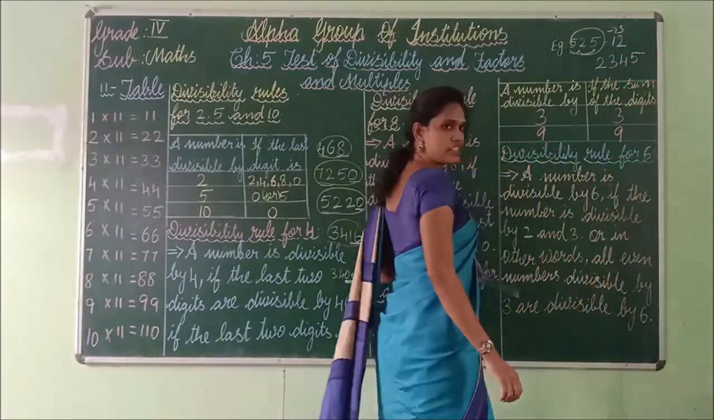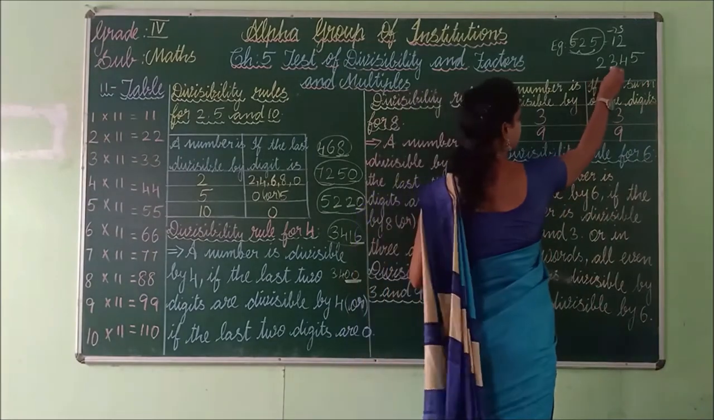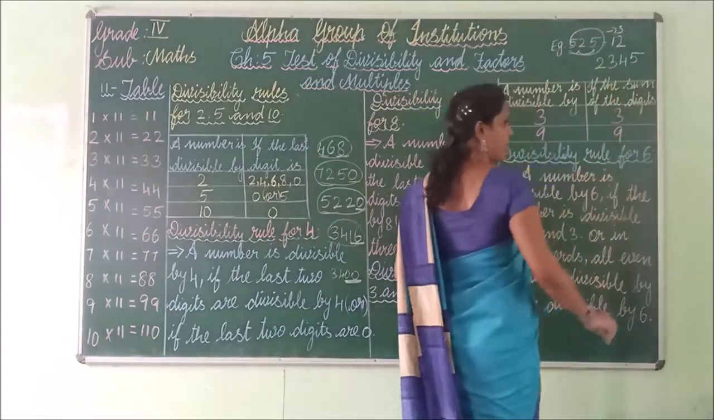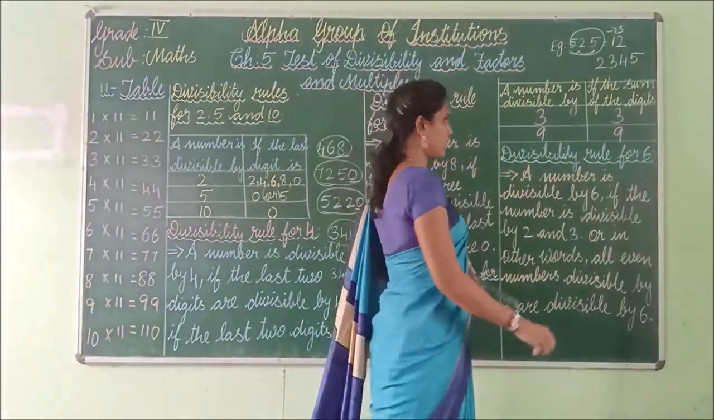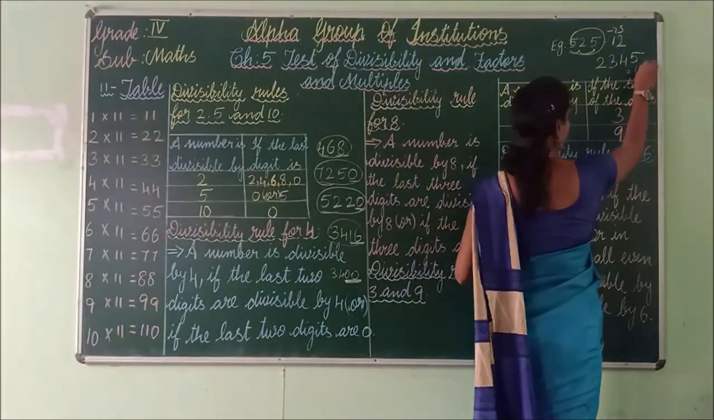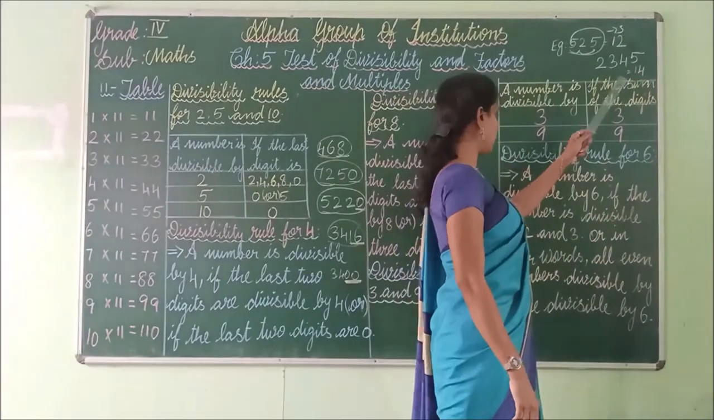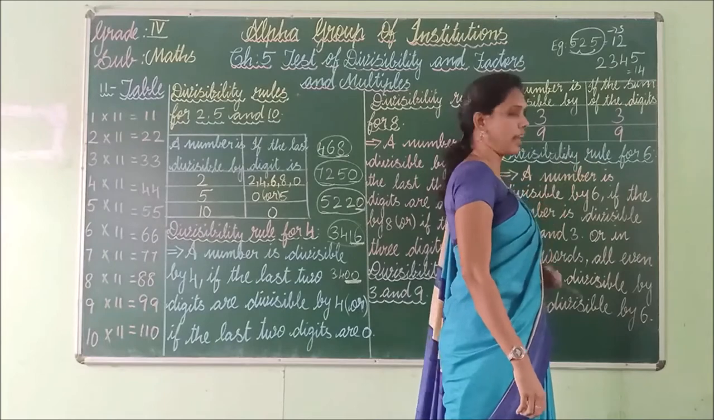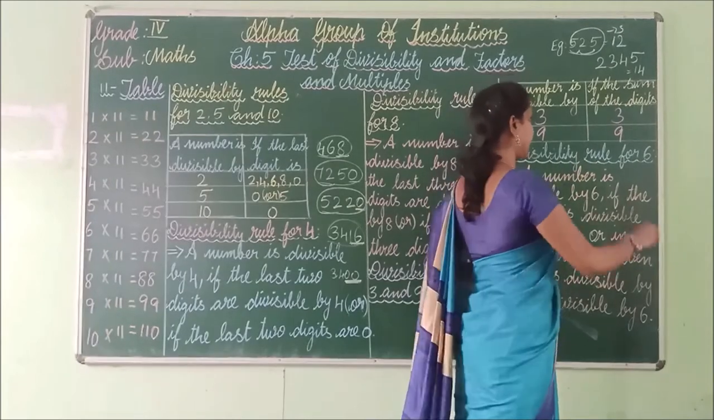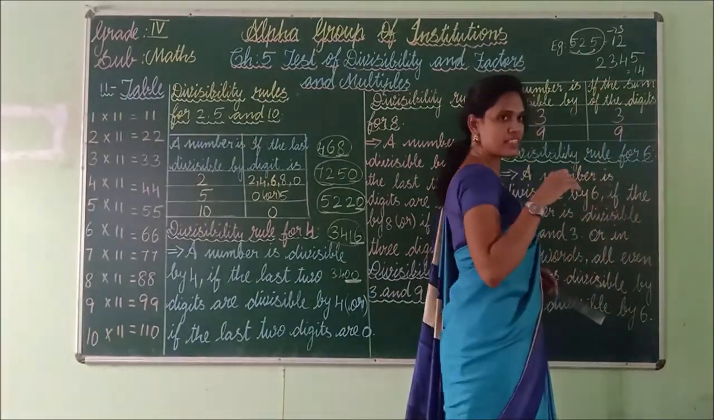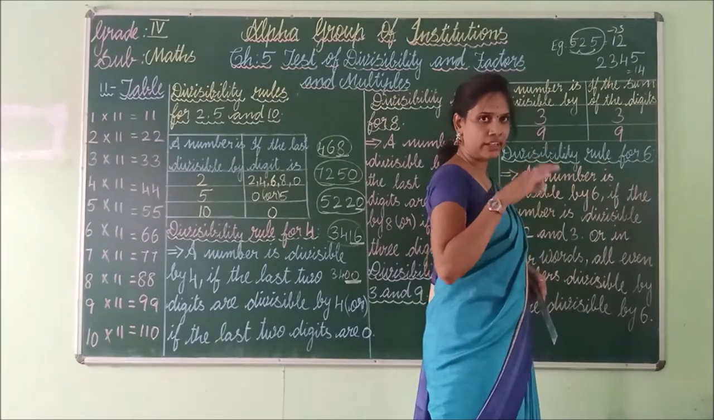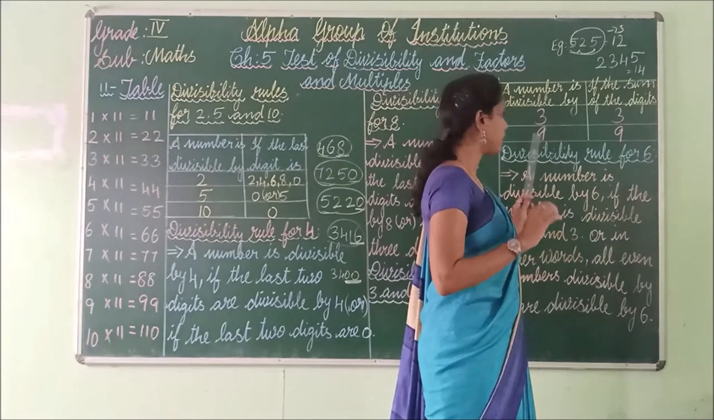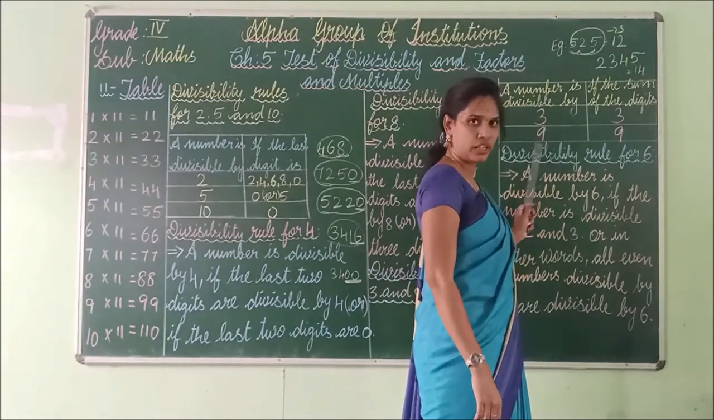2345. Shall we check for the 9 table? 2 plus 3 is 5. 5 plus 4 is 9. 9 plus 5 is 14. Will 14 come in the 9 table? No. So 2345 is not divisible by 9. If the sum is 18, 9, or any number that comes in the 9 table, then it is exactly divisible by 9.